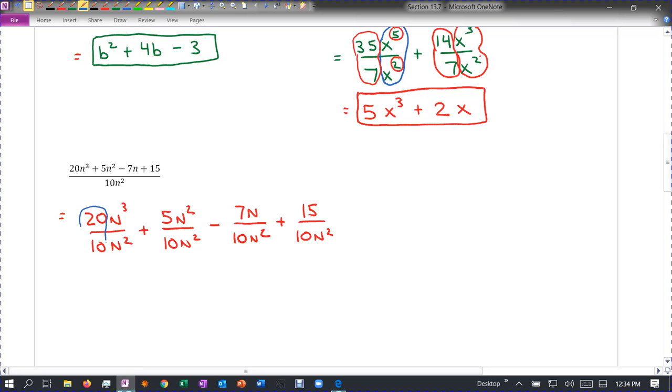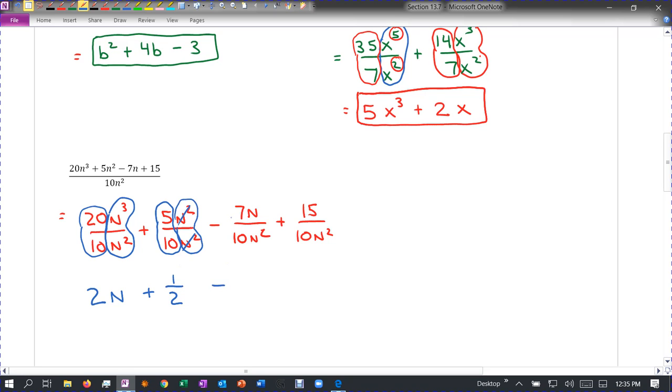20 divided by 10, that gives me 2. And then n cubed over n squared, we subtract, and we get n to the first power. Plus, okay, 5 divided by 10, you can't divide 10 into 5, but you can reduce the fraction to become 1/2. And then the n squareds cancel out completely, and you're just left with that 1/2.